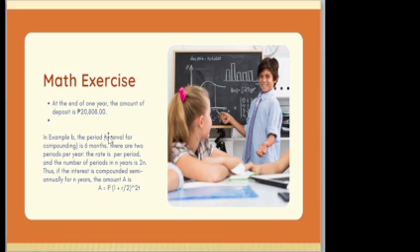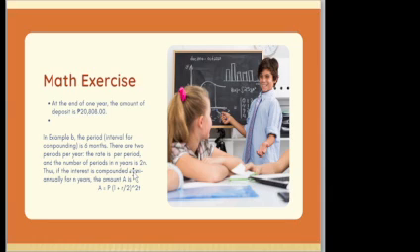So at the end of 1 year, the amount of deposit is 20,808 pesos. In example B, the period, just the interval for compounding, is 6 months because it's semi-annually. So there are 2 periods per year. So the rate is per period, and the number of periods in n years is 2n.